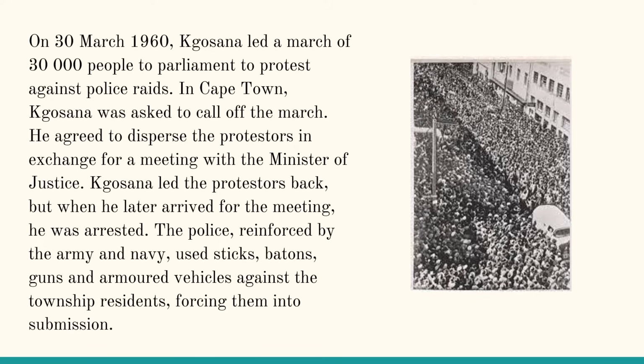On 30 March 1960, Kgosana led a march of 30,000 people to Parliament to protest against police raids. In Cape Town, Kgosana was asked to call off the march. He agreed to disperse the protesters in exchange for a meeting with the Minister of Justice. Kgosana led the protesters back, but when he later arrived for the meeting, he was arrested. The police, reinforced by the Army and Navy, used sticks, batons, guns, and armored vehicles against the township residents, forcing them into submission.